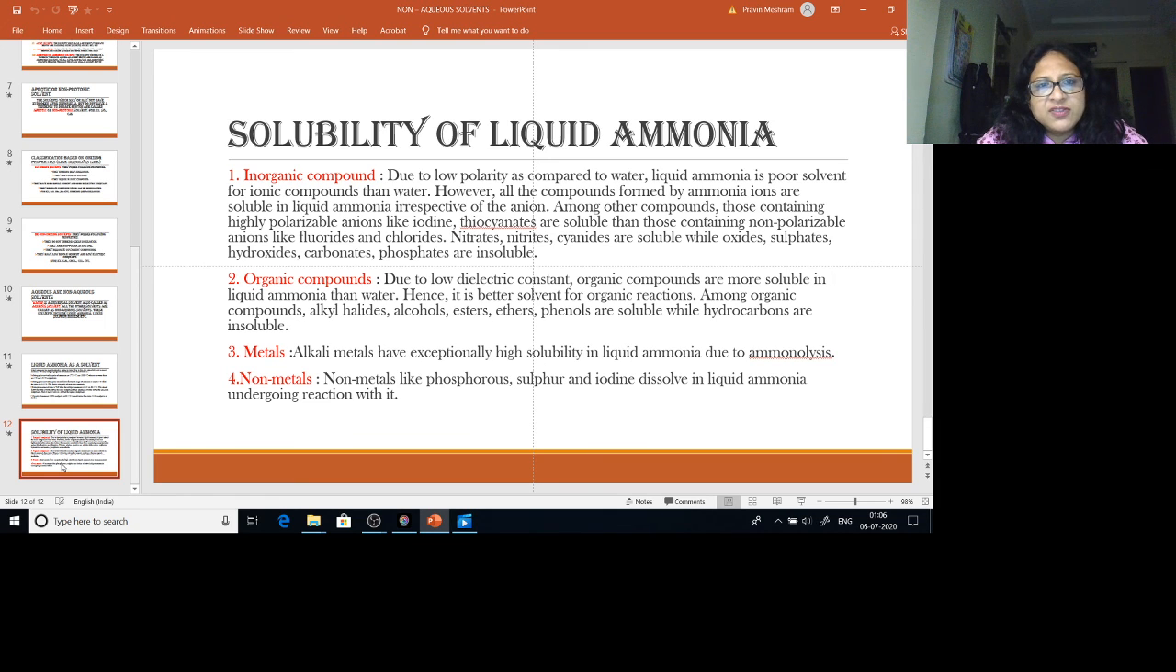Then let us check the solubility in organic compounds. Due to low dielectric constant, organic compounds are more soluble in liquid ammonia than water. Hence, it is a better solvent for organic reactions. Amongst organic compounds, alkyl halides, alcohols, esters, ethers, phenols are soluble while hydrocarbons are insoluble. Let us see the solubility of metals. Alkali metals have exceptionally high solubility in liquid ammonia due to ammonolysis. Then non-metals like phosphorus, sulfur and iodine dissolve in liquid ammonia and undergo a reaction with it.